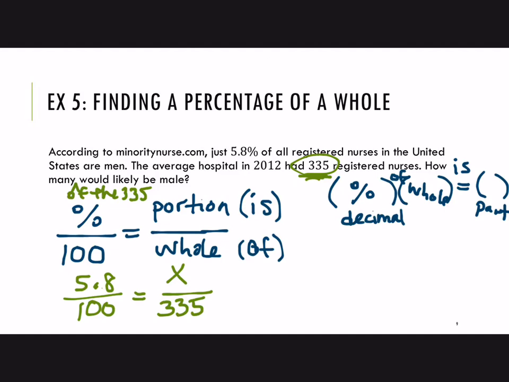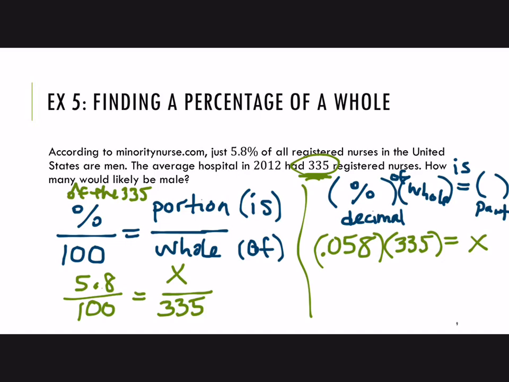Now on the right over here, let's try to write an equation. Same thing, we have a percent, 5.8, but now we are going to write this as a decimal, so you need to move the decimal point 2 places to the left and write that as 0.058. Then we need to multiply that by the whole, so 5.8% of the total number of nurses, 335, is how many? And we don't know, so you use a variable x.